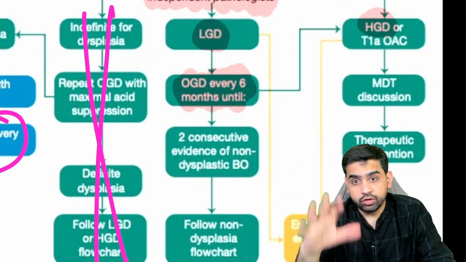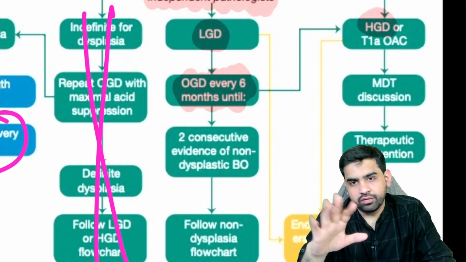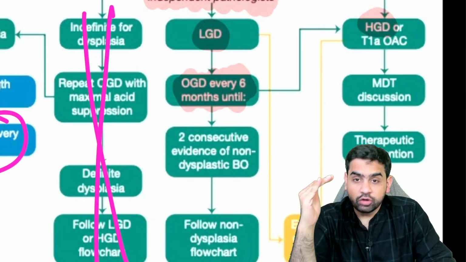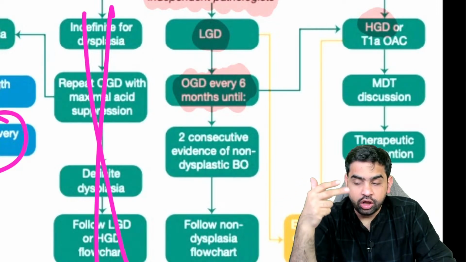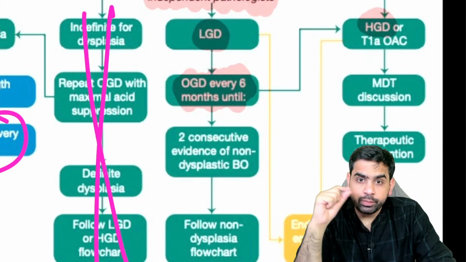All they are trying to say is if there is an indeterminate report, you basically do an upper GI endoscopy and repeat the biopsy and everything. So let's forget it over here. Okay, then what you basically have is a low grade dysplasia or a high grade dysplasia. If you have a low grade dysplasia, then you have to repeat an upper GI endoscopy every 6 months.